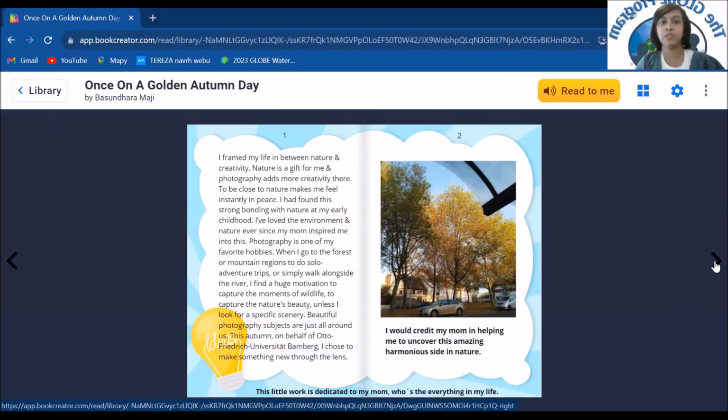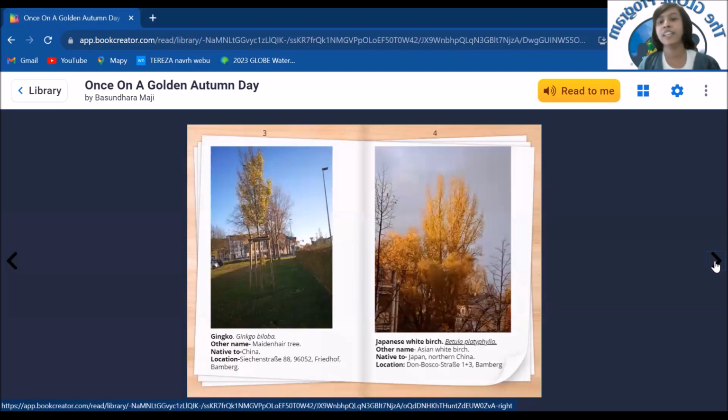My name is Basundara. Currently, I'm pursuing a doctorate degree in Germany. Besides, I'm an active plant enthusiast and an active hobby gardener. Spending time in nature is something very important to me.